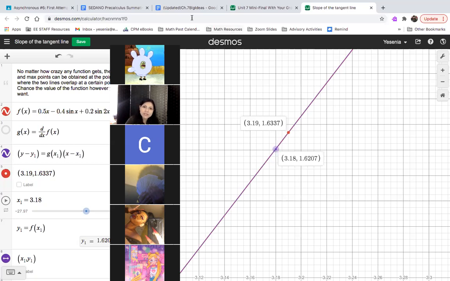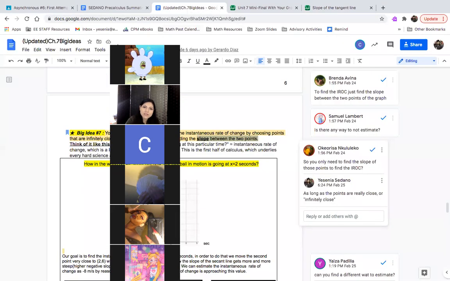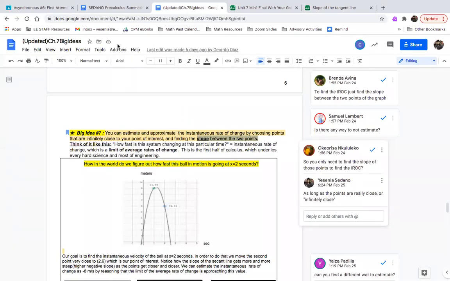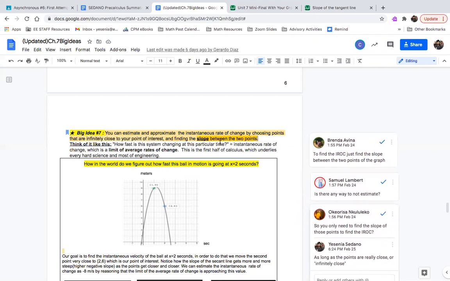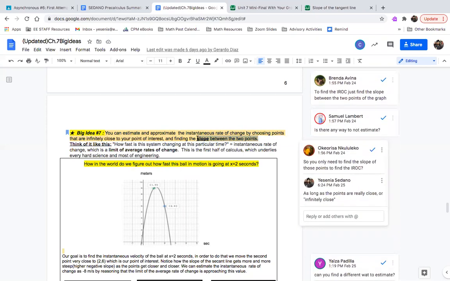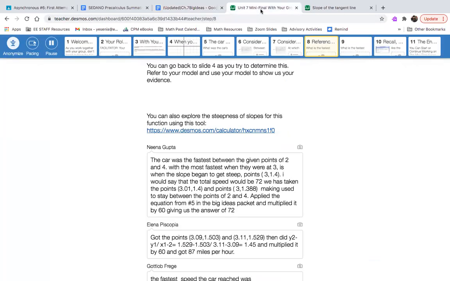Now, because we needed to apply big idea number 7 to find the instant rate of change, or the instant speed, we needed to choose a point that was infinitely close to that point of interest. And that's what we just did. We found a point, and they're very close together. Awesome. Now all we've got to do is find the slope between the 2 points, and then we're going to be pretty much there.